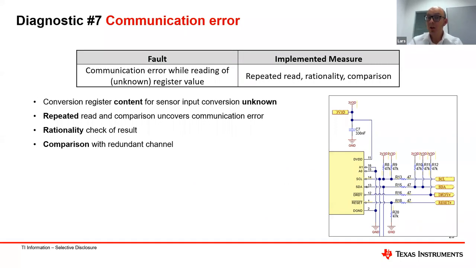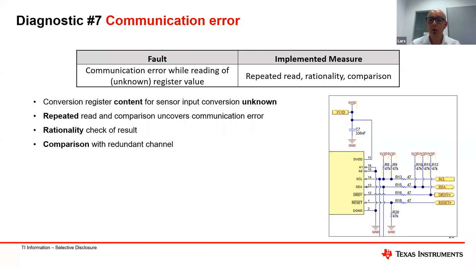There could be another communication error if you want to read the conversion register. The conversion register means there is your data, your output code, right? And this is an unknown code. So you do not know what to expect. You didn't write to it, just read from it. And this is actually what you want to know, right? The output code.